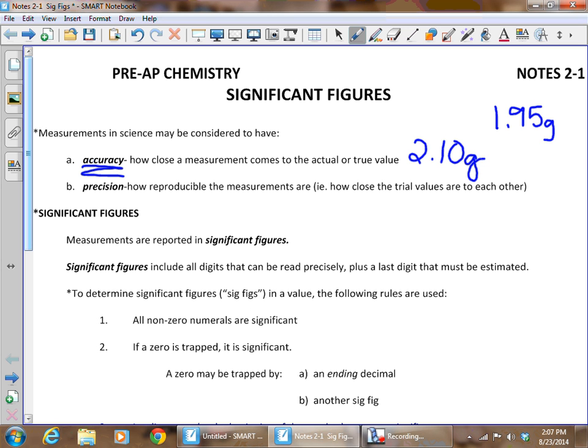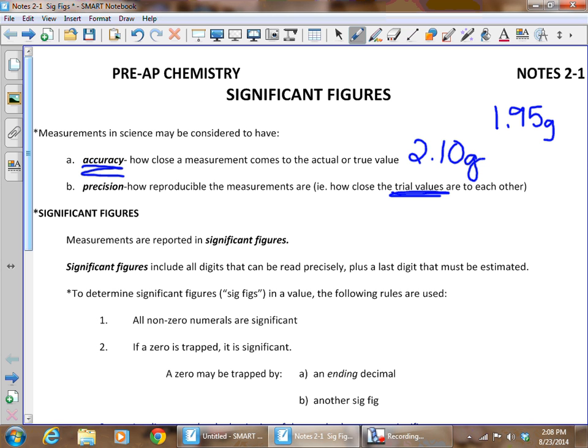However, there's another measure or another term that we look at whenever we're making measurements, because when you're making measurements, sometimes we don't know the actual value, and we'll do multiple trials. We'll measure an object several times to see if we come up with the same answer, the same measurement every time. And precision is how reproducible those measurements are. How close are they to each other?